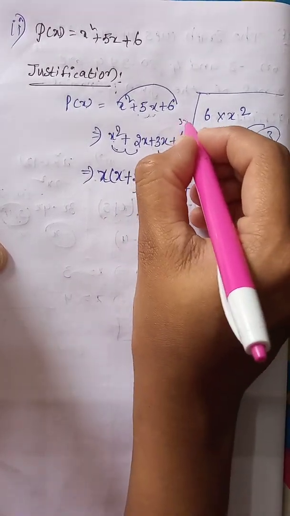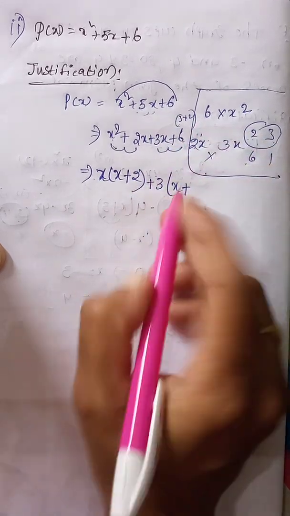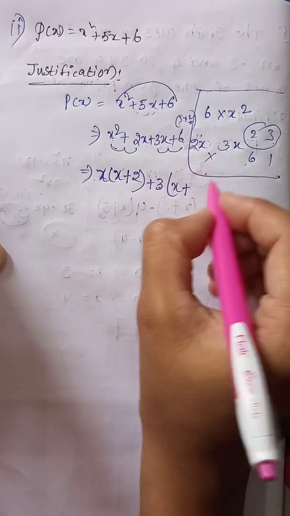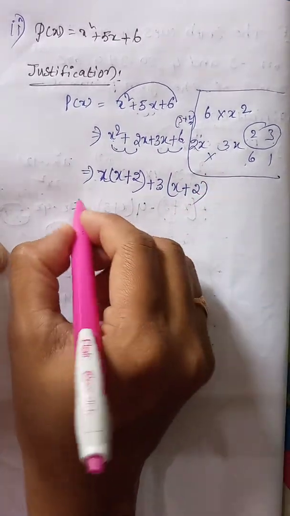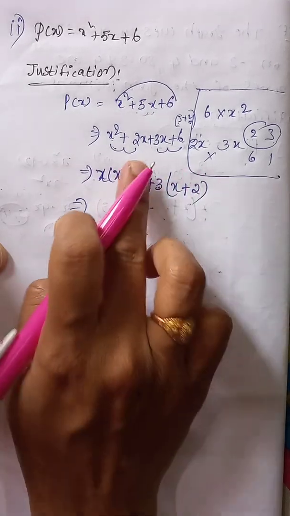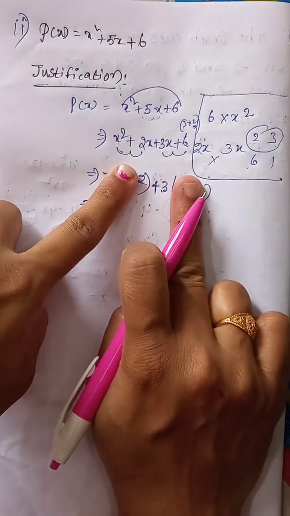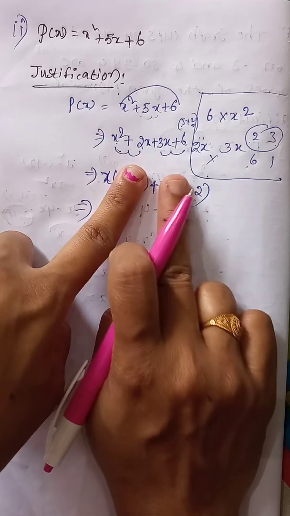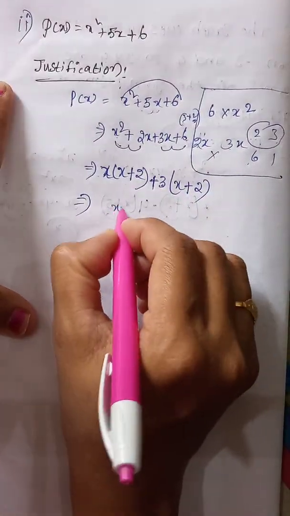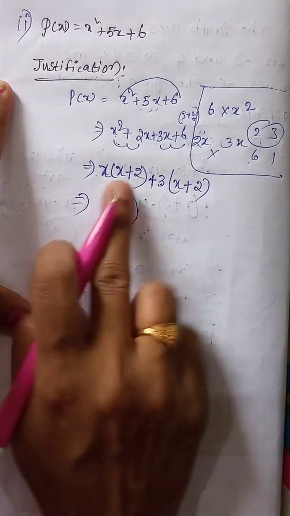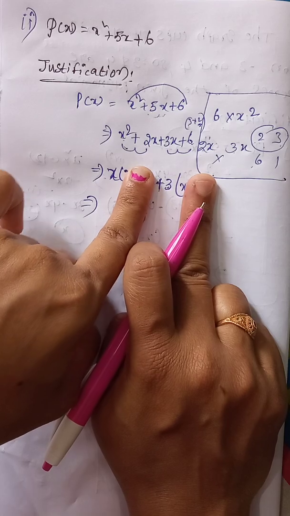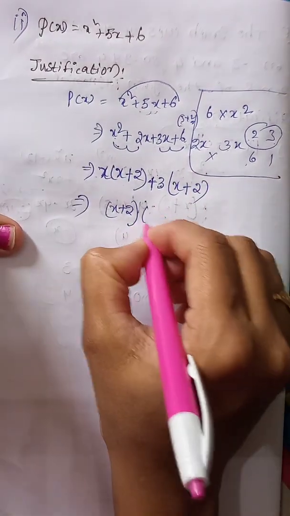We can write it as 3 into 2. 3 2s are 6. Here I have already taken x as common and we are left with 2. Again, here separate this term and this term. Here plus separates these two terms. In these two terms, x plus 2 is common. So write x plus 2 as common, and after taking x plus 2 common, we are left with x plus 3. So now write x plus 3.